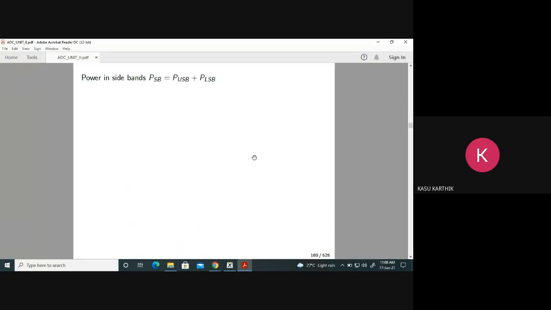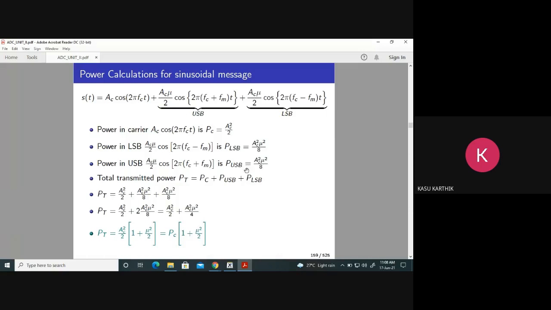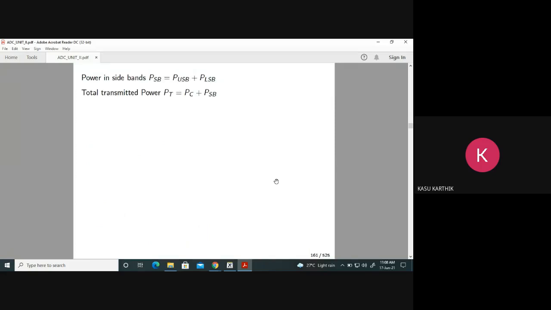Okay, so what is power in sidebands? Two sidebands, both are having same power. Power in sidebands means power in LSB plus power in USB. This plus this. What do you get? Ac square mu square by 4. But what is Ac square by 2? Pc. So simply it is Pc into mu square by 2. Am I okay? Right.